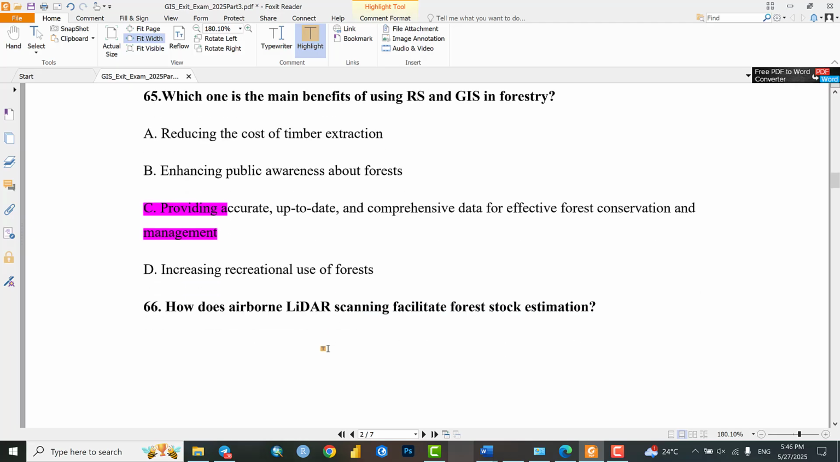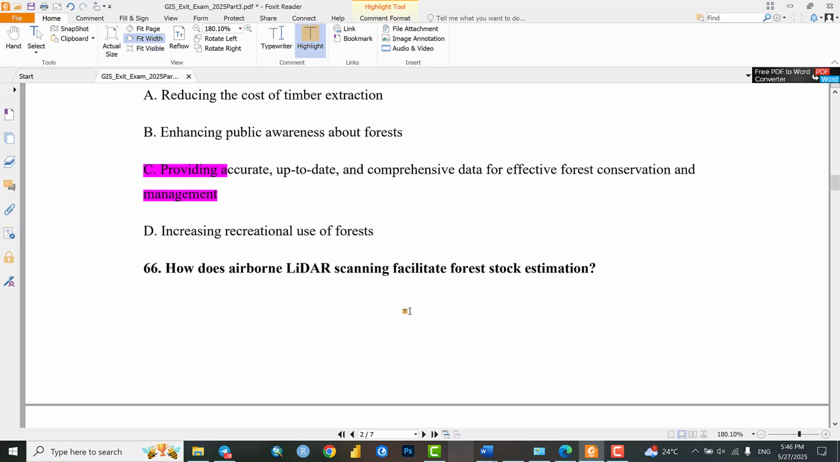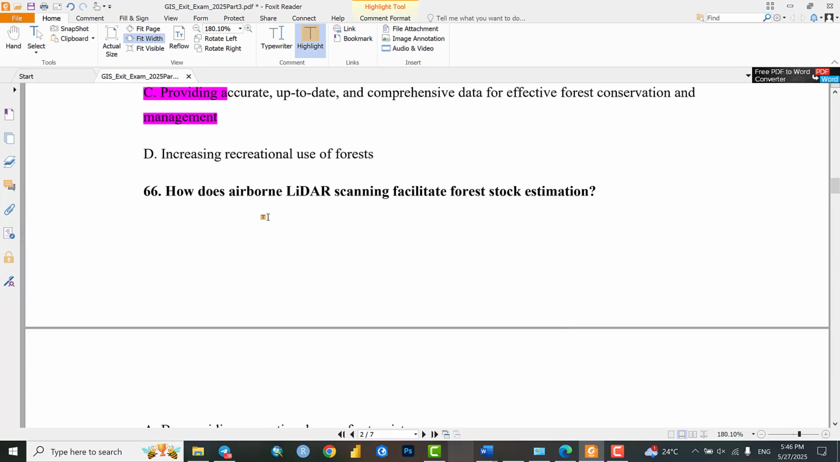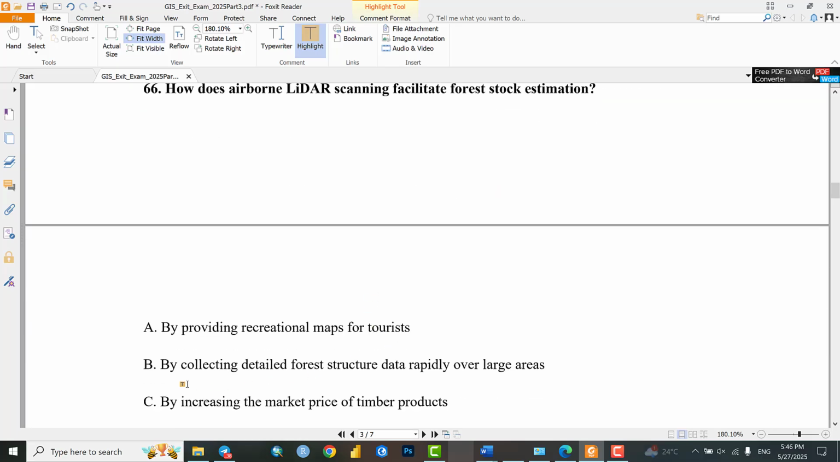66. How does airborne LiDAR scanning facilitate forest stock estimation? By providing recreational maps for tourists, by collecting detailed forest structure data rapidly over large areas, C. By increasing the market price of timber products, by reducing the cost of forest management. So the question is how LiDAR scanning facilitates forest stock estimation. The correct answer would be collecting detailed forest structure data rapidly over large areas. This is one of the advantages of remote sensing images and remote sensing in general.